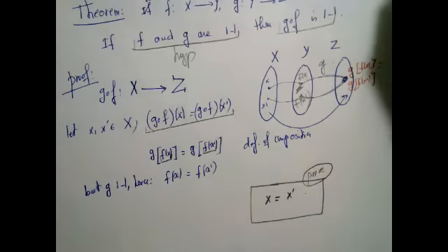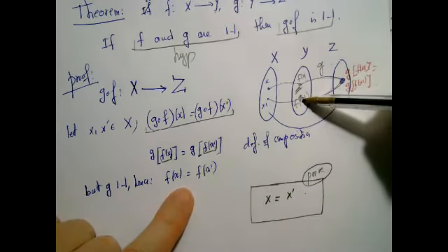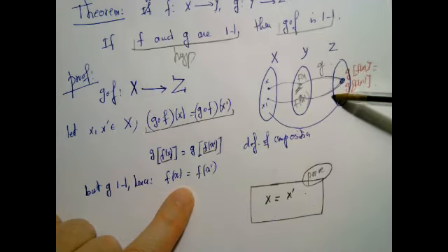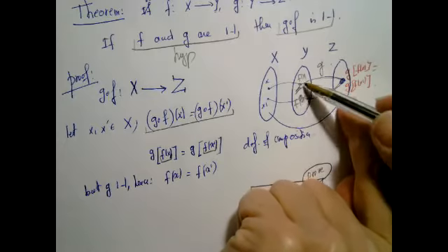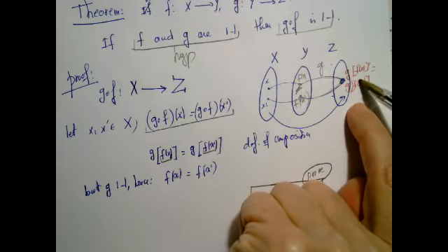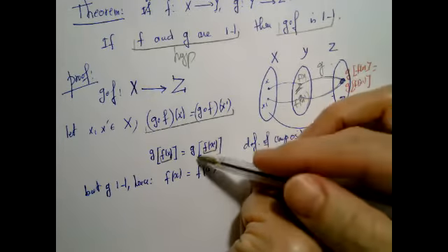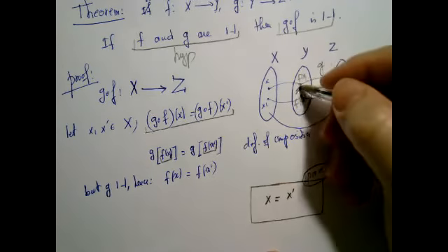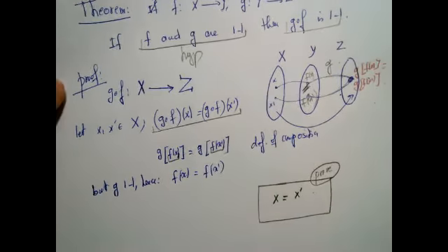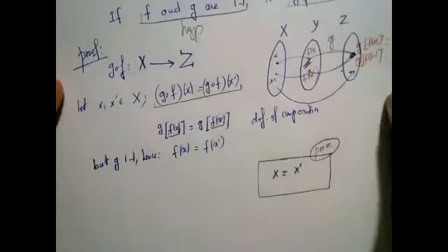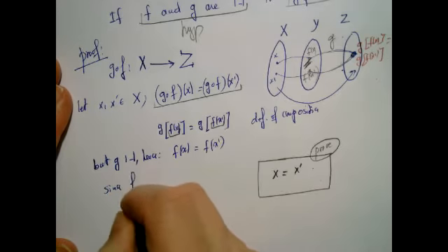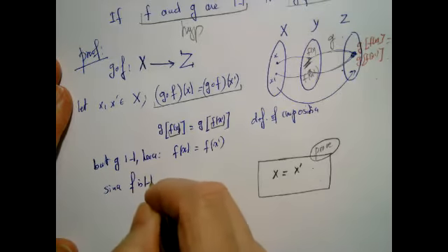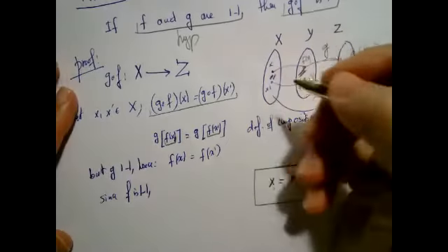I can't assume F of X equal F of X prime just like that. The only reason I have them equal is because G is 1-to-1. Since G is 1-to-1, it means F of X and F of X prime are sent to the same number, because that's the definition of composition. It means now those have to be equal. Now I can use the argument that, since F is 1-to-1, those have to be equal.